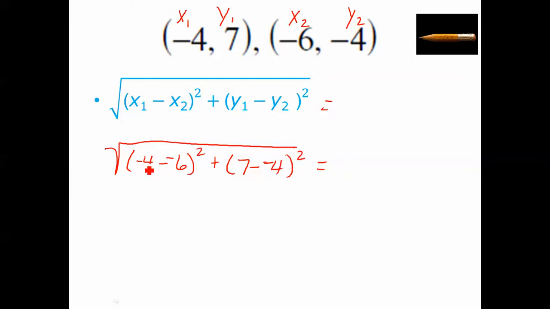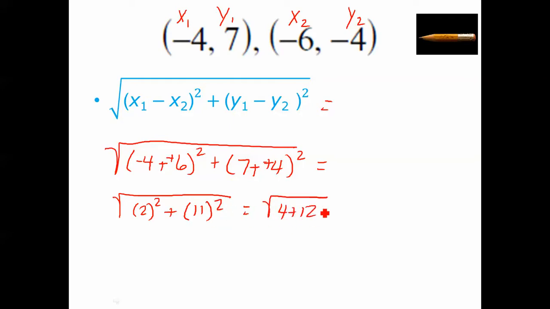Okay, so we've got the square root of -4 minus a -6. Minus a -6 becomes plus a 6, so we've got 2 squared. And then 7 minus a -4 again becomes plus a positive, so 7 plus 4 is 11 squared. So we get 4 plus 121, which is the square root of 125. And if we type the square root of 125 into our calculator, we get 11.18.